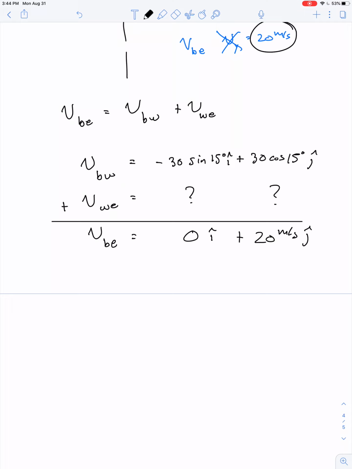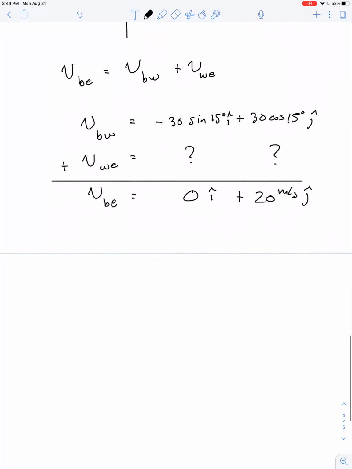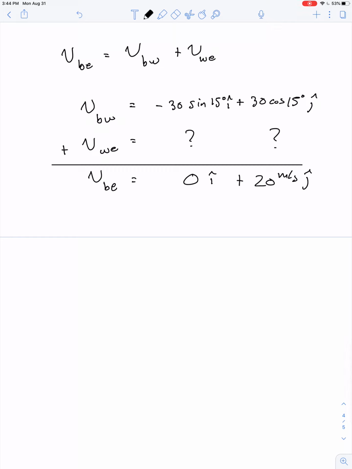Okay, so grab a calculator and let's just replace these quantities with exact numerical values. So take the sine of 15 degrees, multiply it by 30. So here we have negative 7.76. So this must be positive 7.76 if the result of adding those together comes out to 0.